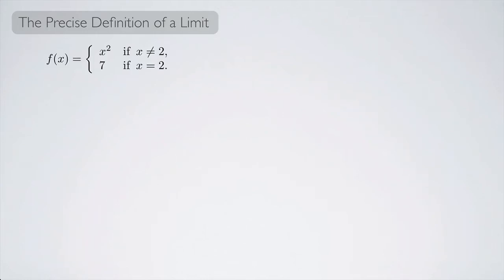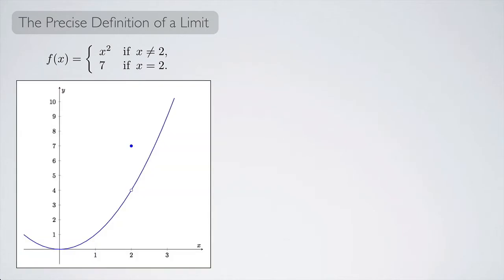Suppose we have a function f of x that looks like this. We have x squared if x is not equal to 2 and 7 if x is equal to 2. Here's a graph of that function, and we see that it looks like x squared everywhere except for at x equals 2, where we have a hole here. Normally it would be 4, but instead it's 7. So we have a dot up here at 7.